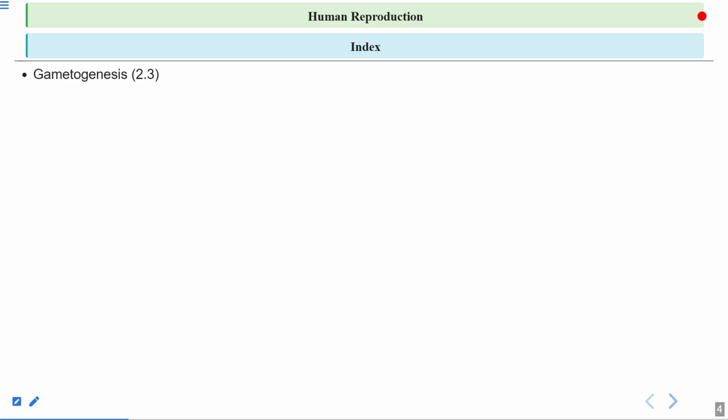So we are talking about gametogenesis now, and within gametogenesis we'll be talking about oogenesis today. Then we will summarize this entire lecture, and then we will discuss the DPP related to this topic.